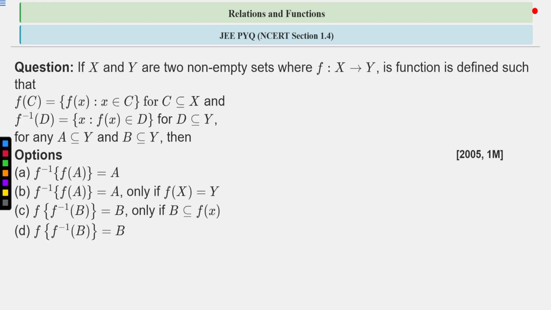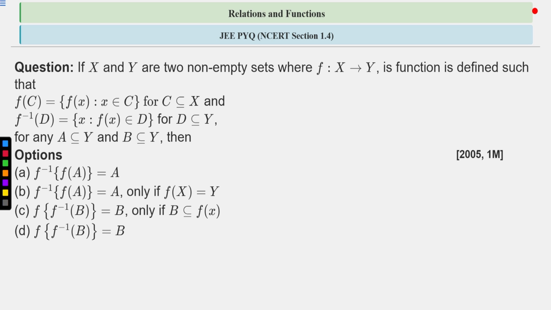This question says, if X and Y are two non-empty sets, where f is a function from X to Y defined such that f of C is equal to f of x such that x belongs to C, for C a subset of X, and f inverse of D is equal to x such that f of x belongs to D, for D a subset of Y. So for any A subset of X and B subset of Y, which option will be correct?